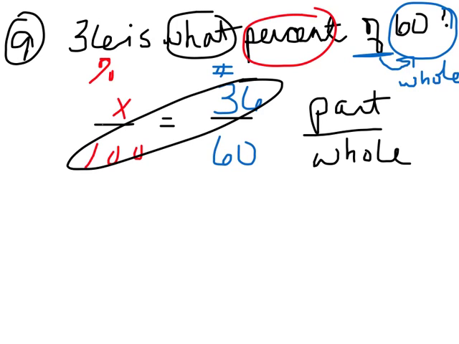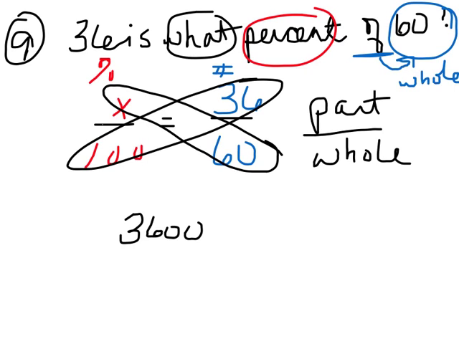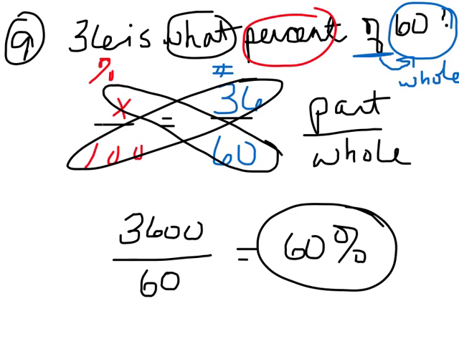36 times 100 is 3600. We multiply the two numbers across from each other, and we divide by the thing that's across from the unknown. The unknown was X. Across from it is the 60. We're looking at that diagonal. 3600 divided by 60 would be 60. And so 36 is 60% of 60. Okay, so there's our answer.